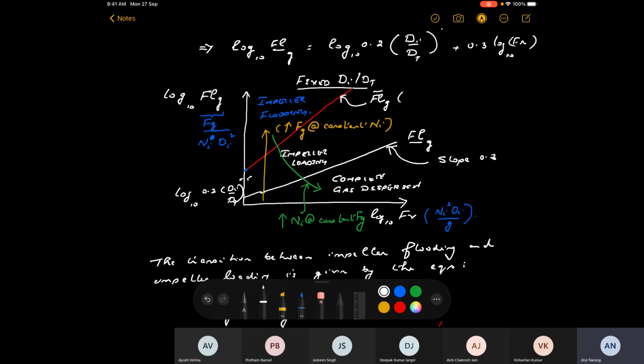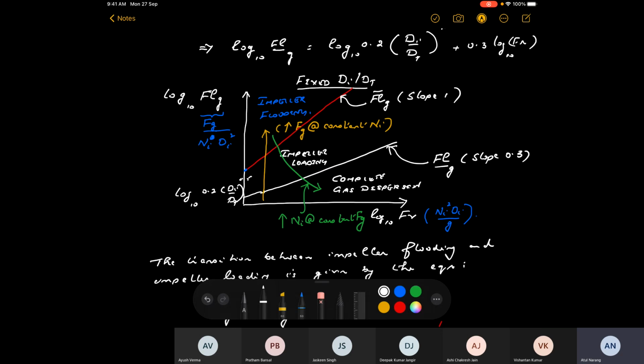This line has slope 1, and this line has slope 0.3. Okay, and now I think we're sort of ready to go.